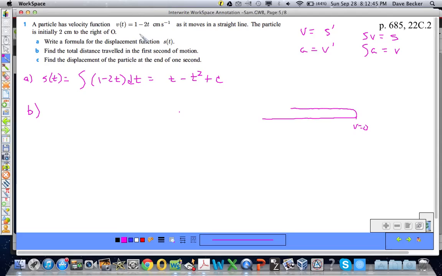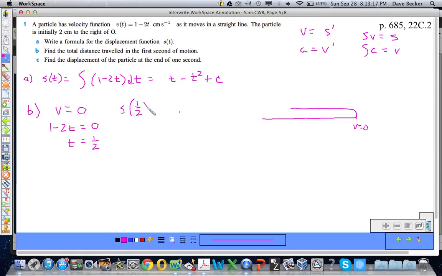So when does velocity equal 0? When does 1 minus 2t equal 0? Well, that happens when t is equal to 1/2. Okay? So what do we do with that information? Well, so that's after half a second. So what is s of 1/2?